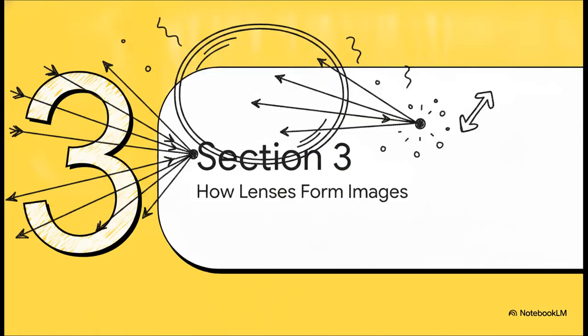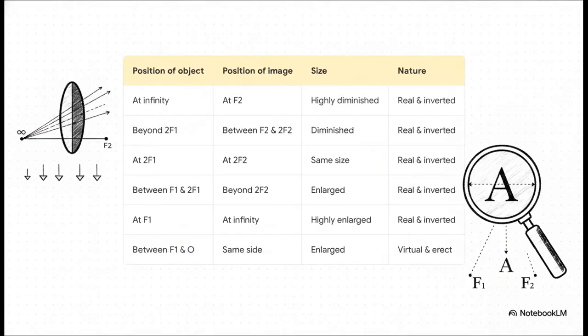Section 3, How Lenses Form Images. So the really crucial thing to remember is that a convex lens is insanely versatile. It creates completely different types of images depending entirely on where you place the object. If the object is super far away, at infinity, you get a highly diminished, real image perfectly pinned at the focus. But as you bring that object closer and closer to the lens, the real image moves further away and gets progressively larger.